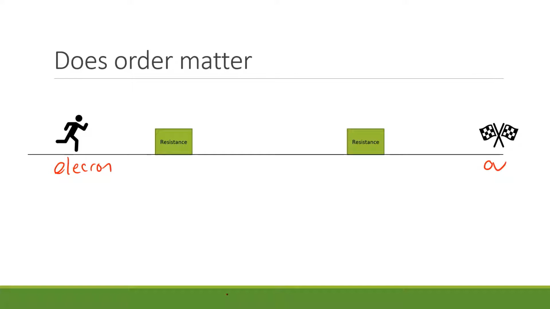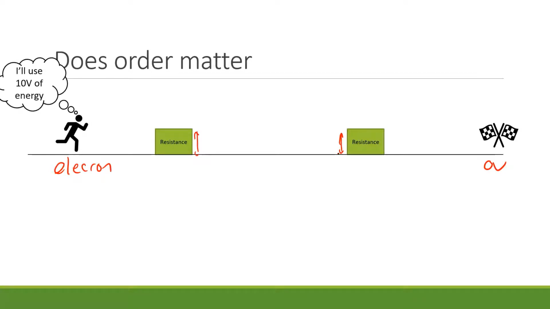And as it goes through the circuit, we've got some resistance here. The resistance in this case are these hurdles that it's going to have to jump over. Now, those hurdles are the same size, so they are the same level of resistance, okay? So I want to show you this example first.